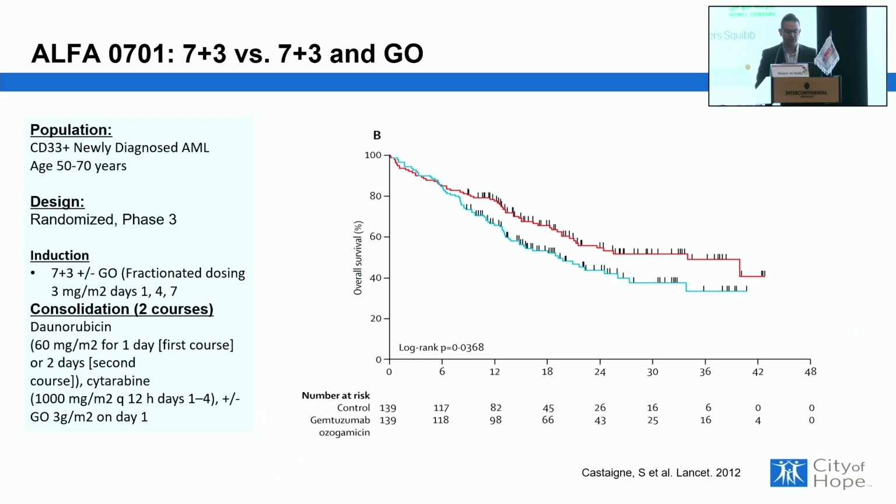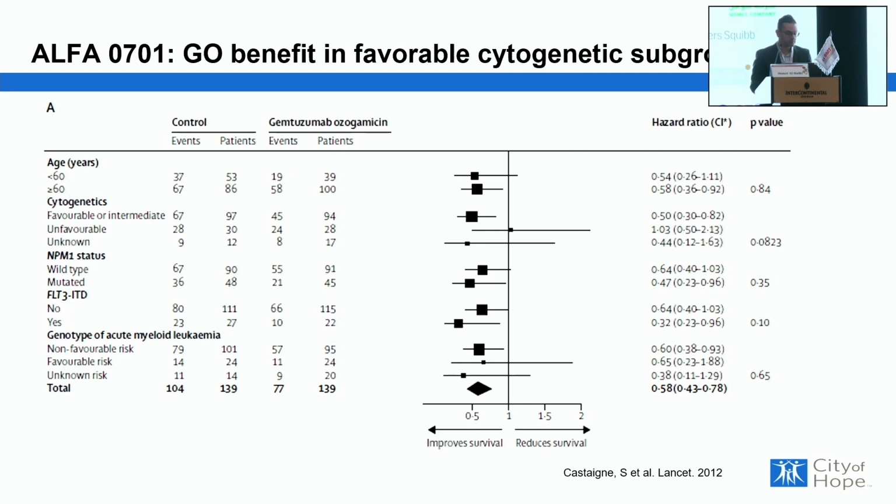In this study, patients who received GO had significant improvement in overall survival. As you can see, the patient population in this study were CD33 positive AML, aged 50 to 70 years. This was a randomized phase 3 clinical trial and was positive and brought the medicine back to market. The overall survival in this study was more pronounced in patients with favorable and intermediate risk, and high-risk patients did not benefit from it.